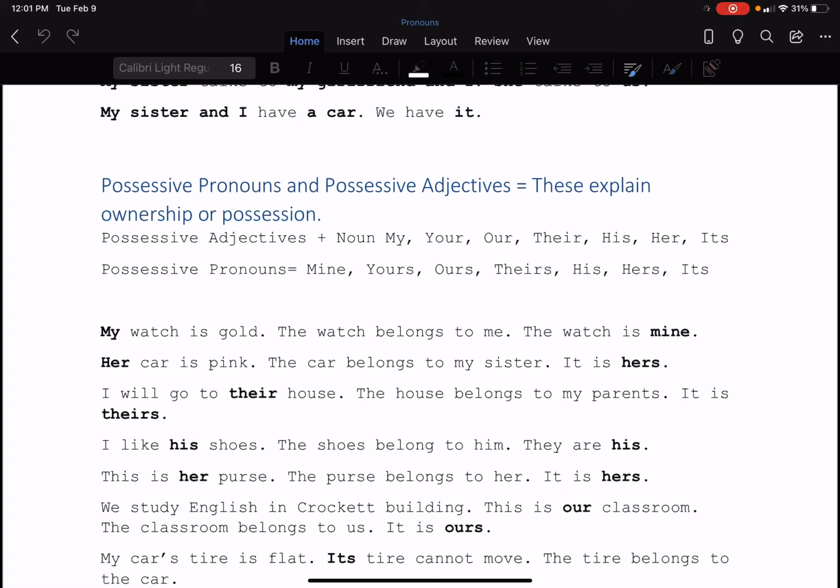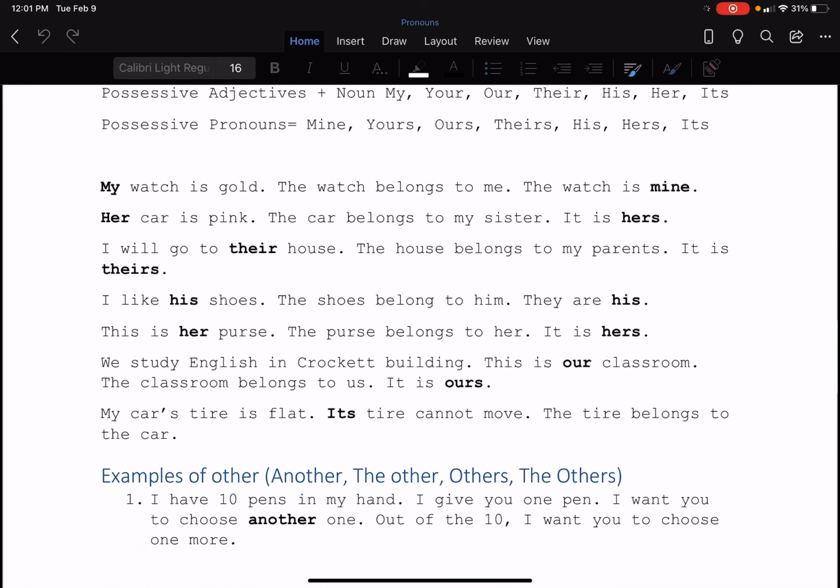I like his shoes. These shoes are his. This is her purse. It is hers. And hers, we don't need anything else after that. This is our classroom. The classroom belongs to us, so it is ours. And for a thing, we're going to use its.